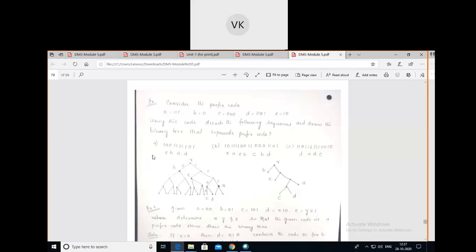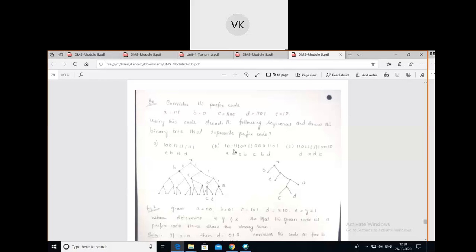This is the encoded message EBAD. For this encoded message, we have to construct the binary tree. For doing that, first we should construct the full binary tree. The height of the full binary tree will be the maximum number of elements in this sequence. You see here, four elements are there, so the height of the tree will be 4. 1, 2, 3, 4.